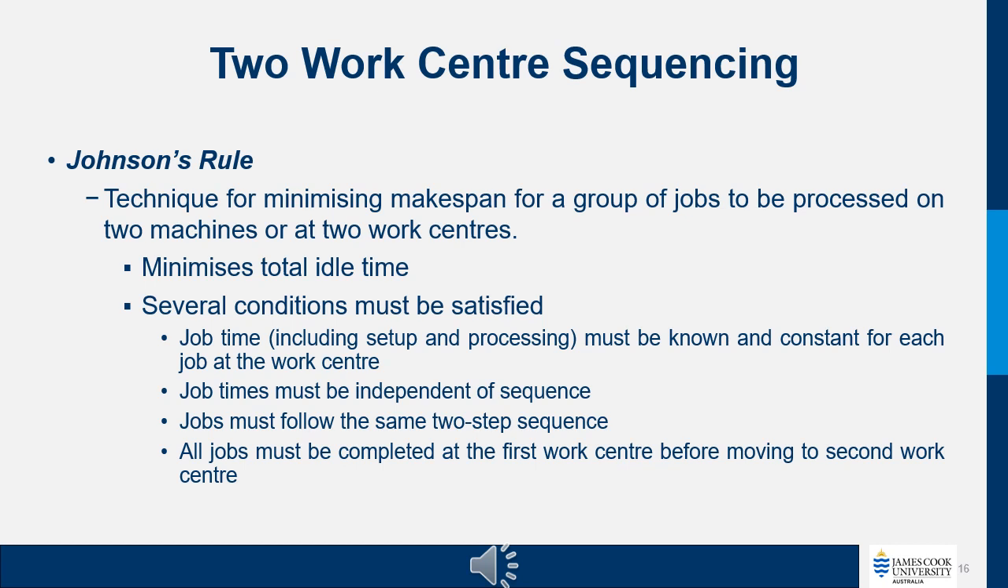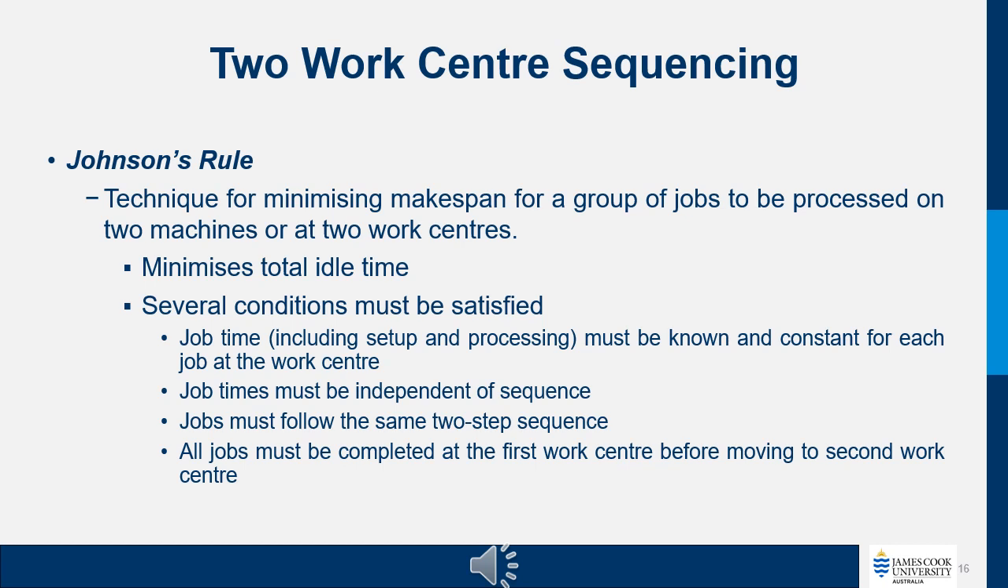It considers the job time, which includes both setup and processing times, and assumes that all these times are known and constant for each job at the work center. Additionally, Johnson's rule assumes that job times are independent of the sequence and all the jobs follow the same two-step sequence where they are completed at the first work center before they move to the second work center.